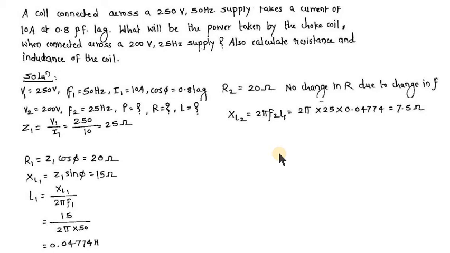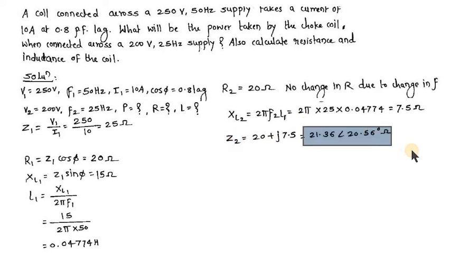And now if inductive reactance has changed, obviously the impedance will change. So impedance will be the resistance plus the inductive reactance. So we write it as R + jXL. So it is R2 + jXL2, that will give us the new impedance offered. We can call it Z2. When I do this and convert it into polar form using a calculator, I should get 21.36 at an angle of 20.56 degree ohm.